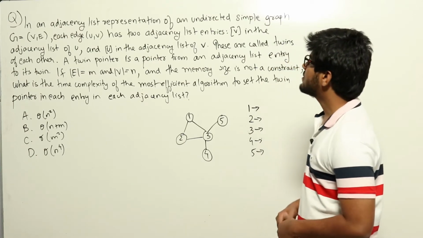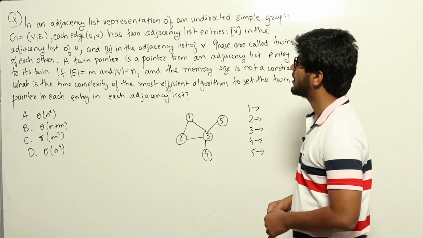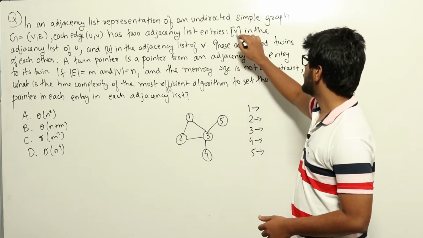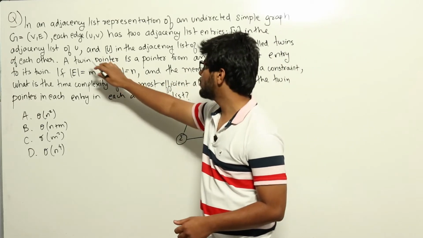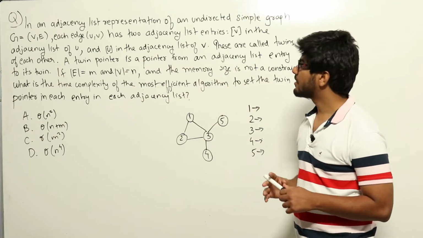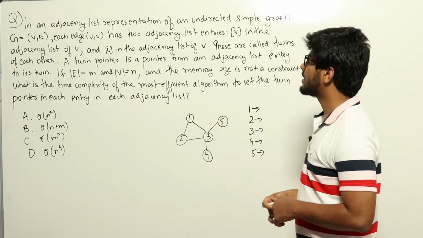In an adjacency list representation of an undirected simple graph G = (V, E), each edge UV has two adjacency list entries, V in the adjacency list of U and U in the adjacency list of V. These are called the twins of each other. A twin pointer is a pointer from an adjacency list entry to its twin.